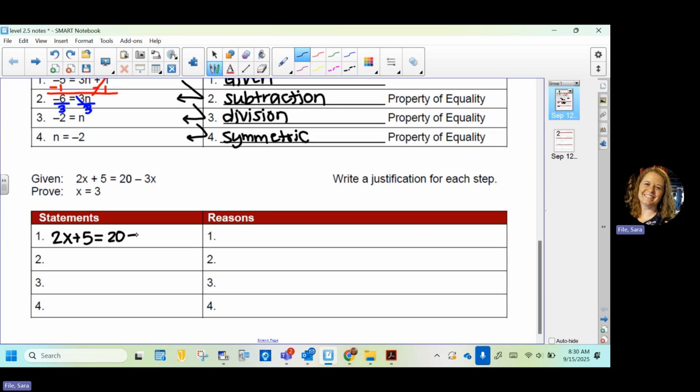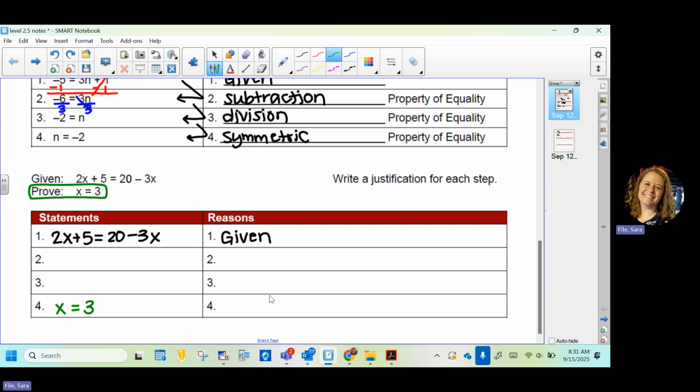And the reason is going to be what? What did we say that first? Always start with what? Given. That's the reason you start with. You start with your given statement. That's always what you start with. Then, whatever it is you're trying to prove, that's always going to go at the end. I'm trying to prove that x equals 3. So that should be the last thing on my table.